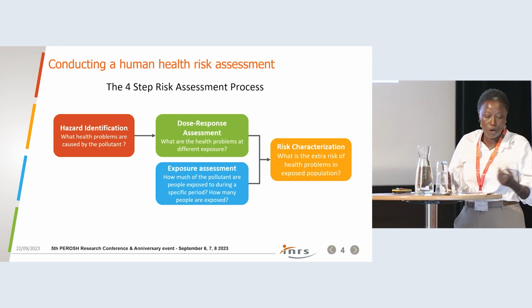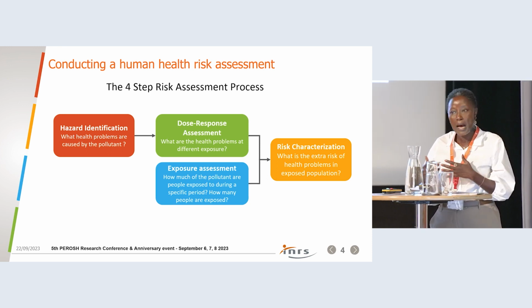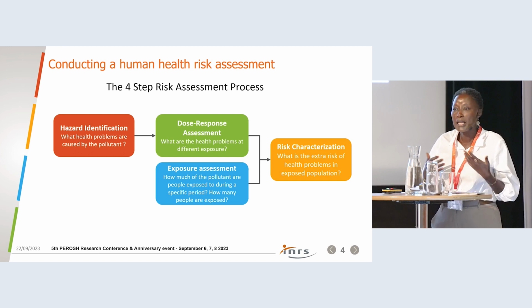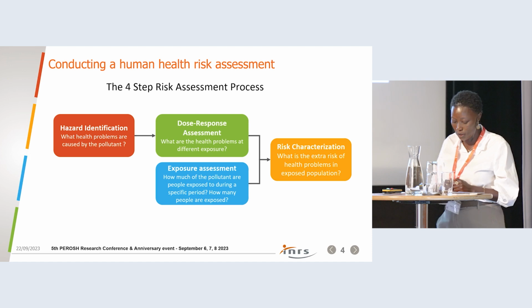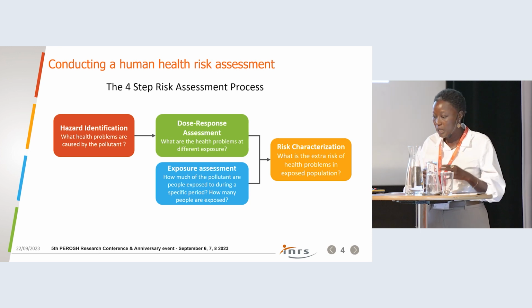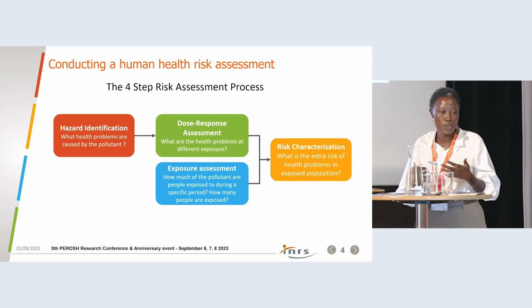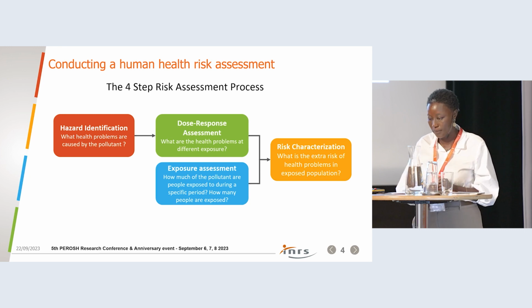The exposure assessment, of course: how much of the pollutant can we find in the population? Are there specific populations or not? And how many people are exposed to these chemicals? And finally, the risk characterization step combines the findings of all the previous steps to assess the overall health risk. Together, these 4 steps form a comprehensive framework for assessing and understanding the potential health risks associated with pollutants.